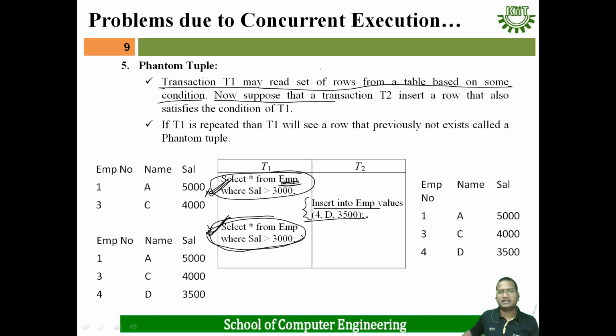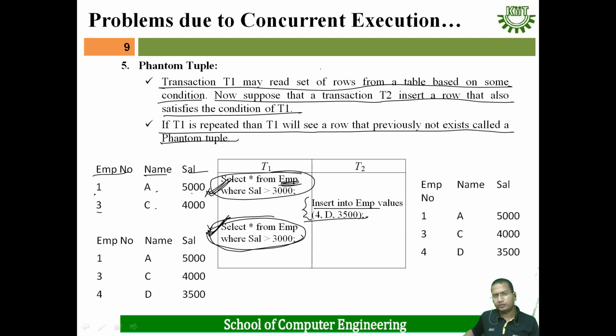Now suppose that a transaction T2 inserts a row that also satisfies the condition of T1. If T1 is repeated, then T1 will see a row that previously did not exist, called a phantom tuple. Suppose initially the database consists of employee number, name, and salary. Suppose two rows have salary greater than 3000: 1A 5000 and 3C 4000.